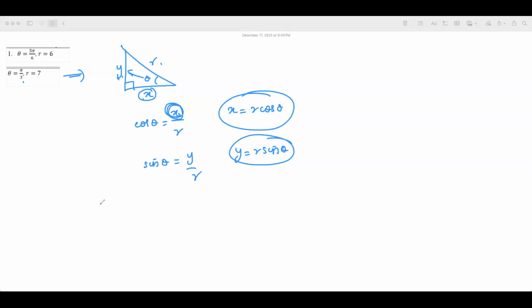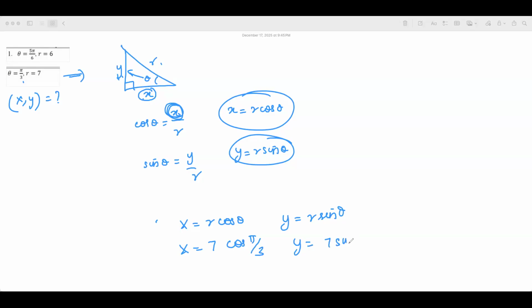This is the case, right? You just plug values here to find out. I am asking you for x comma y. X is r cos theta. Y is r sin theta. X will be equal to 7 cos pi by 3. Y will be equal to 7 sin pi by 3. Now please substitute the values and tell me the values, guys. Do you think you can do that?